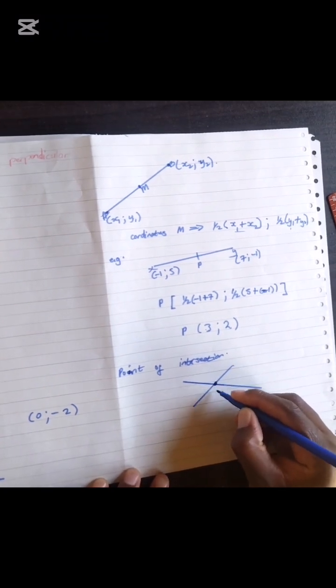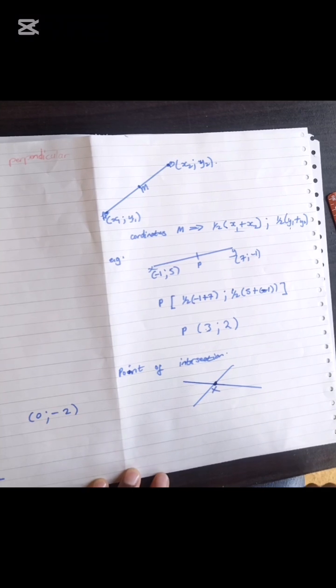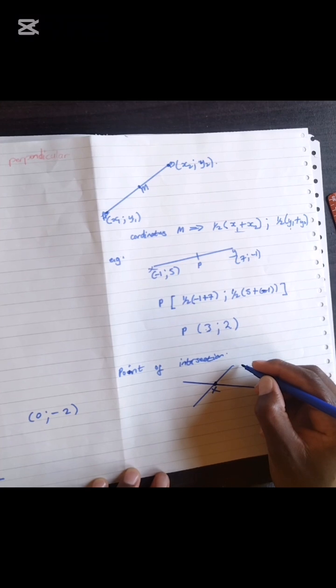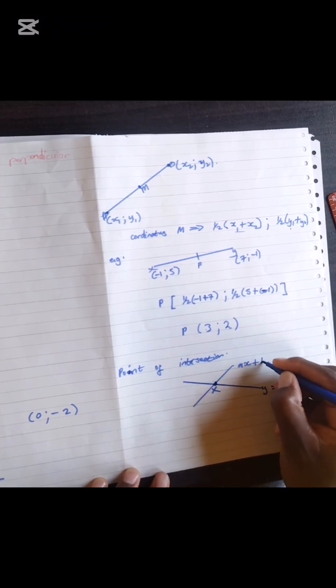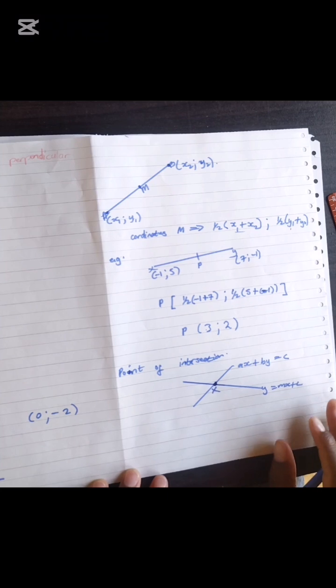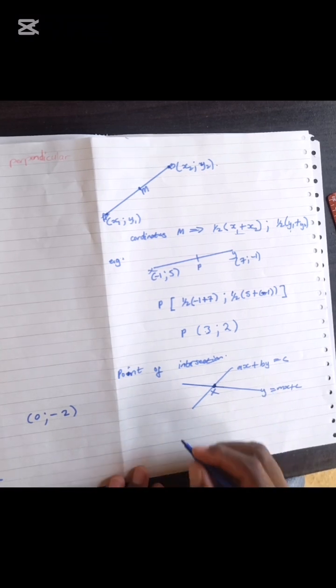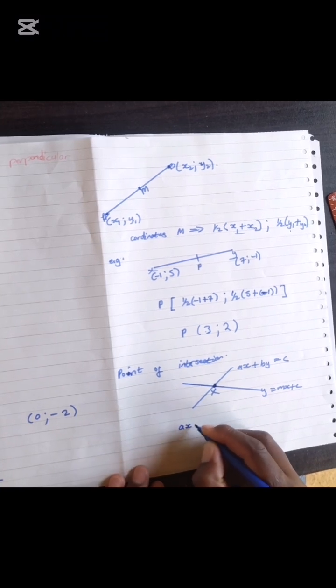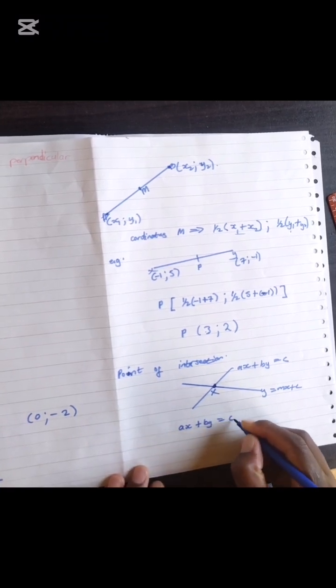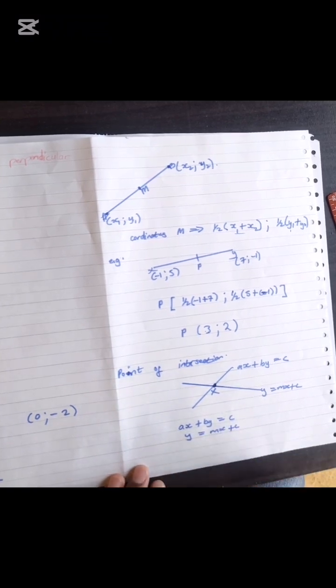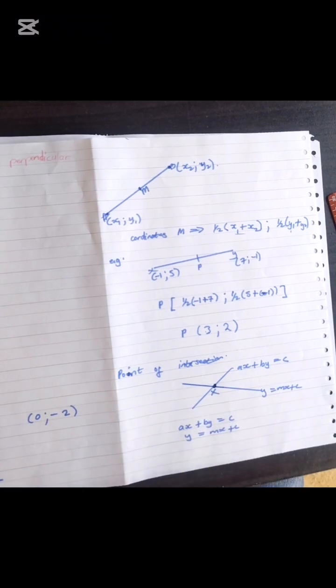Suppose that is the point of intersection x, and this line is the equation y is equal to mx plus c, and this one is the equation ax plus by is equal to c. So the coordinates are the solution to the simultaneous equations. If you solve the simultaneous equations ax plus by is equal to c and y is equal to mx plus c, you will get the coordinates of the point of intersection.